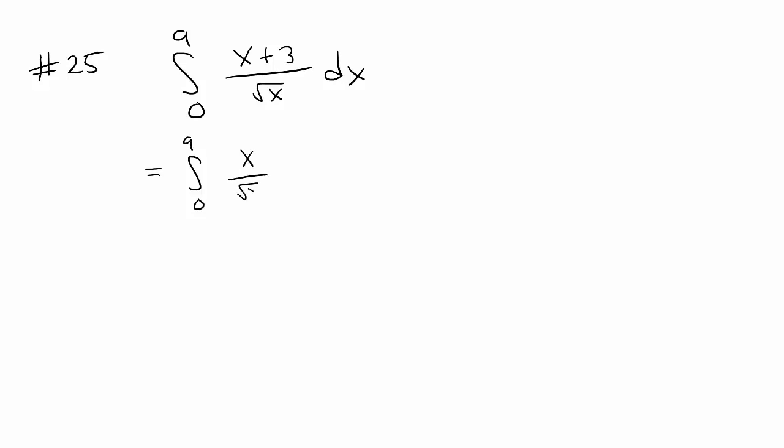All right, so for 25, we're going from 0 to 9, and I've got x plus 3 over square root x dx. So I can't integrate this as it is because I have a quotient in there. And don't try to do U-sub unless you need to. See if you can rewrite the function without U-substitution. So what I'm going to do is take the terms in the numerator and divide them both separately by that one term in the denominator, the square root x.